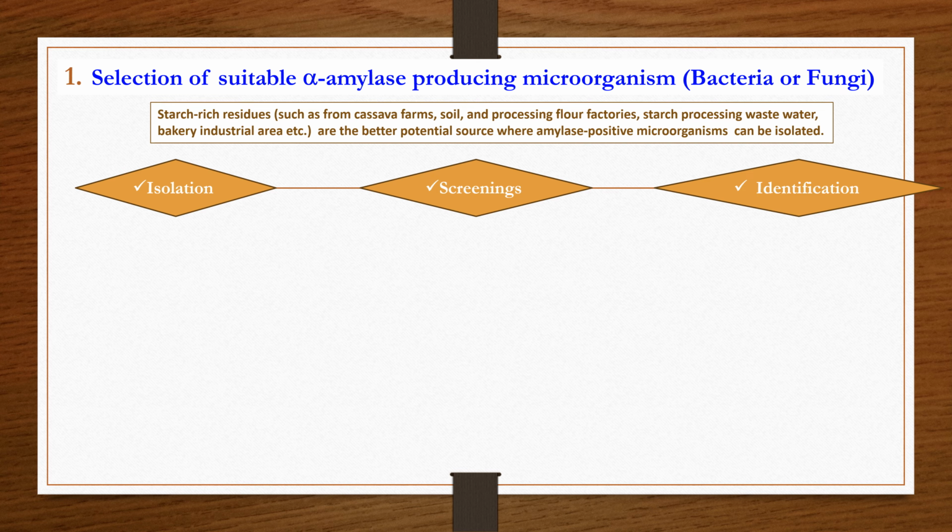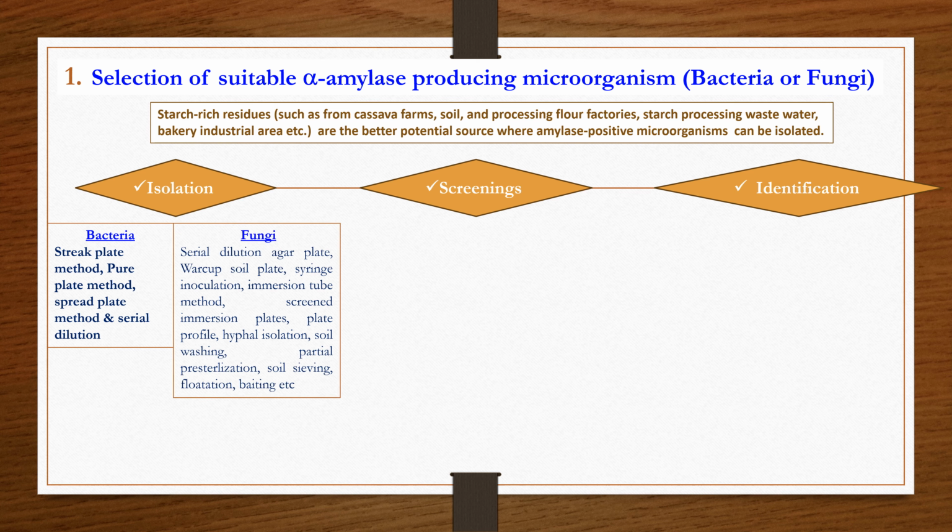There are several methods of isolating pure culture of bacteria, including streak plate method, pour plate method, spread plate method, and serial dilution. Techniques used for isolation of fungi from soil include serial dilution agar plate, Warcup soil plate, syringe inoculation, immersion tube method, screened immersion plates, plate profile, hyphal isolation, soil washing, partial pre-sterilization, soil sieving, flotation, baiting, etc.